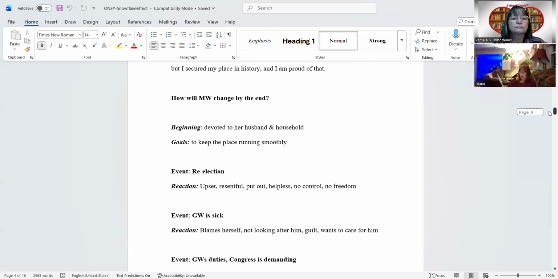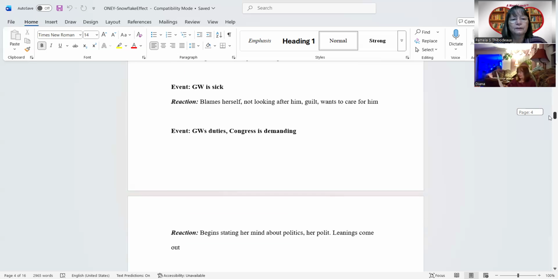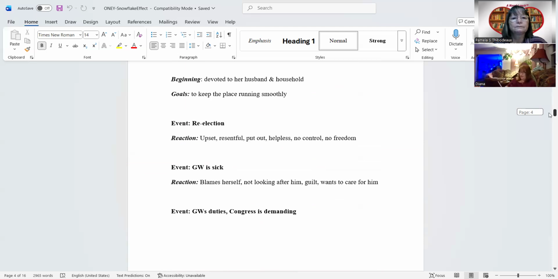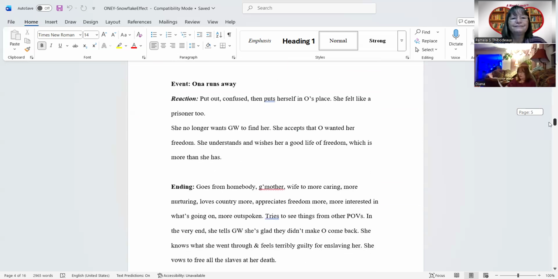The next event is George got very sick, and she blamed herself. This was her reaction. She blamed herself for not looking after him. She was guilty. And the next event is George Washington's duties in Congress are very demanding, and the reaction there is she began stating her mind about politics, and her political leanings came out. And then the event is Ona runs away, and Martha's reaction. She was very put out. She was confused. Why would she want to leave here? She has it so good here. You know, they thought they were, but actually, as an aside, I just have to say this: Washington treated his slaves much better than anybody else did.